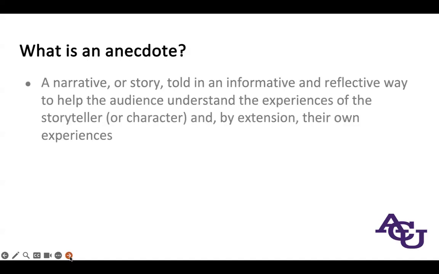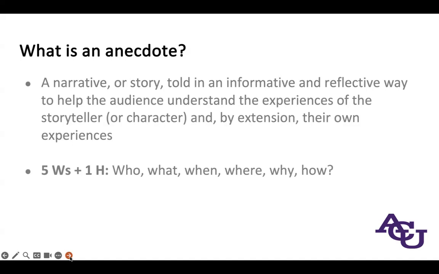To prepare to write about anecdotes, we first need to understand what an anecdote is. So an anecdote is a narrative or a story told in an informative and reflective way to help the audience understand the experiences of the storyteller or a character in the story. And by extension, the audience will then understand better their own experiences. When we write anecdotes, we can answer the set of questions people sometimes refer to as the 5 W's and 1 H: who, what, when, where, why, and how.